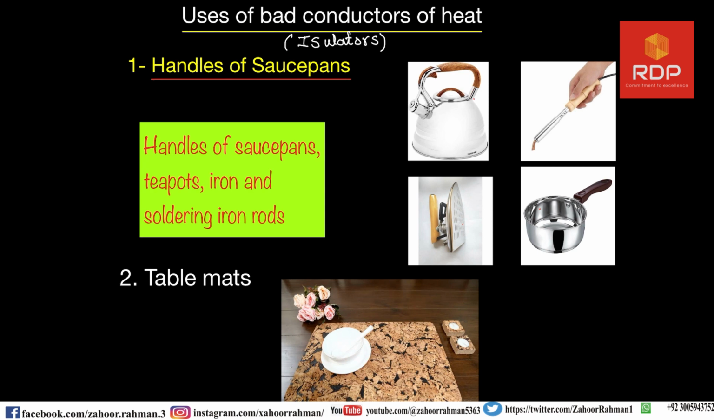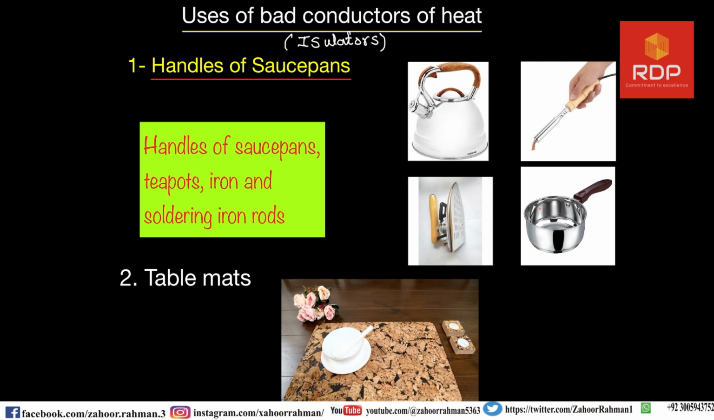These pictures are given to you, and you can see that the handles of every utensil are made of wood. In some cases, as you can see in the saucepan, it is made of plastic. Plastic is also a good insulator, which reduces the heat transfer to your body.